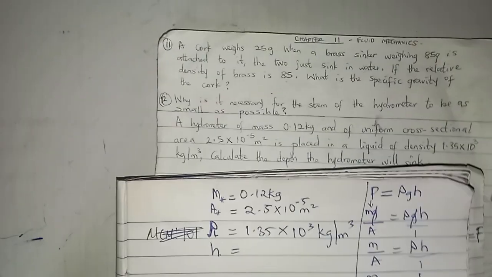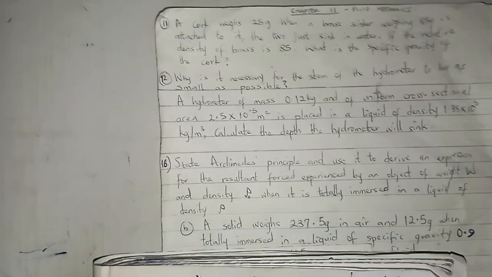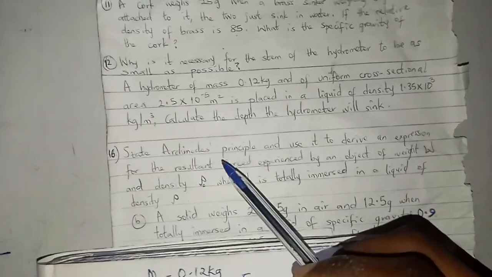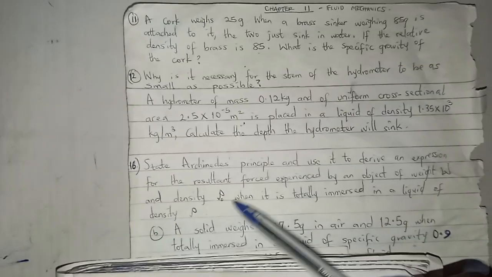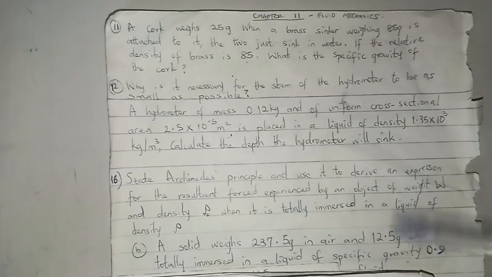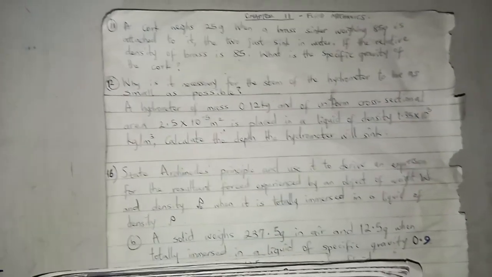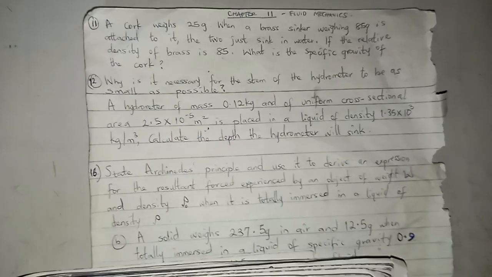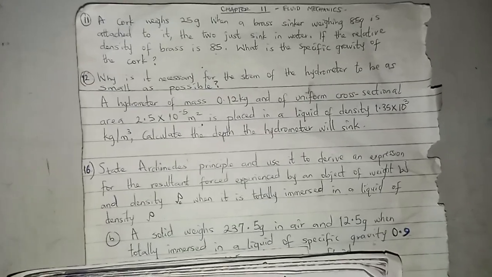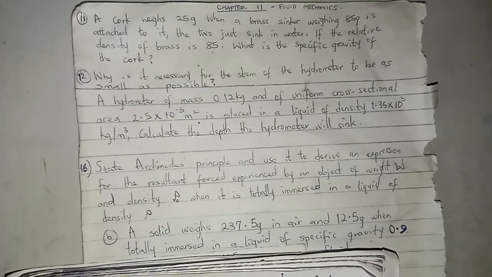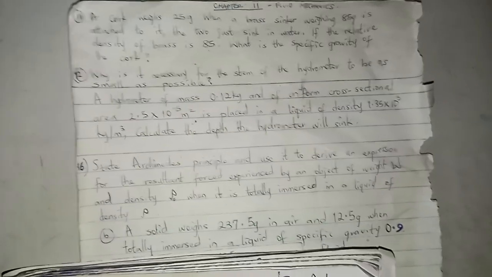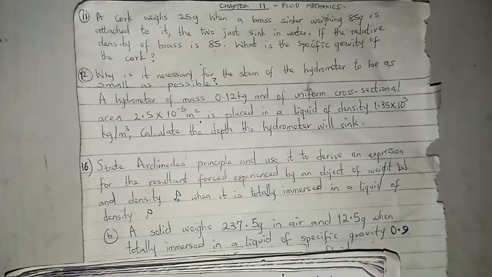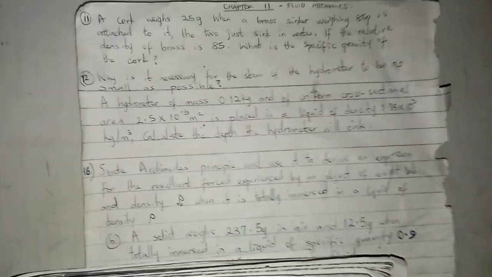So let's move on. I've calculated the depth. Let's move to number 16. This is number 12. Number 16 says, state Archimedes principle. This is the one we solved now. State Archimedes principle and use it to derive an expression for the resultant force experienced by an object of weight W and density rho naught, initial density, when it is totally immersed in a liquid of density. First of all, let's state Archimedes principle.